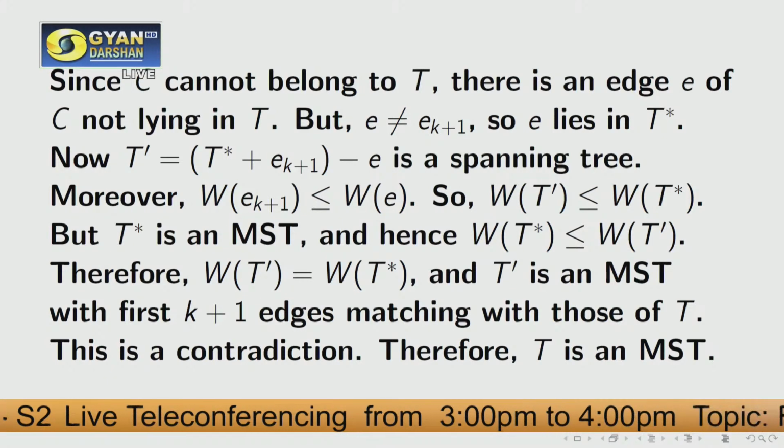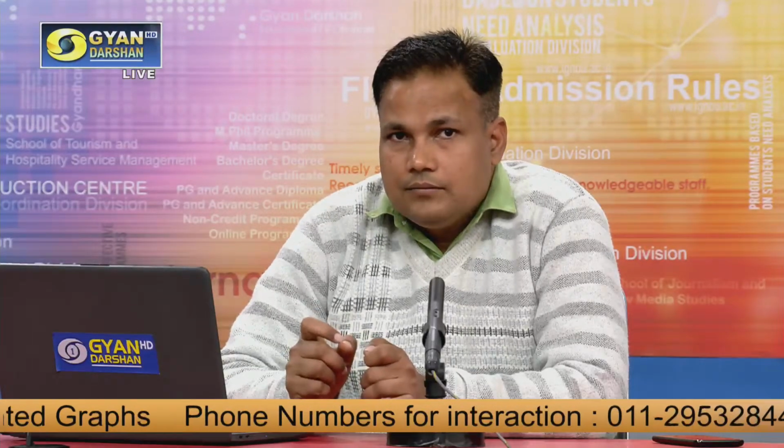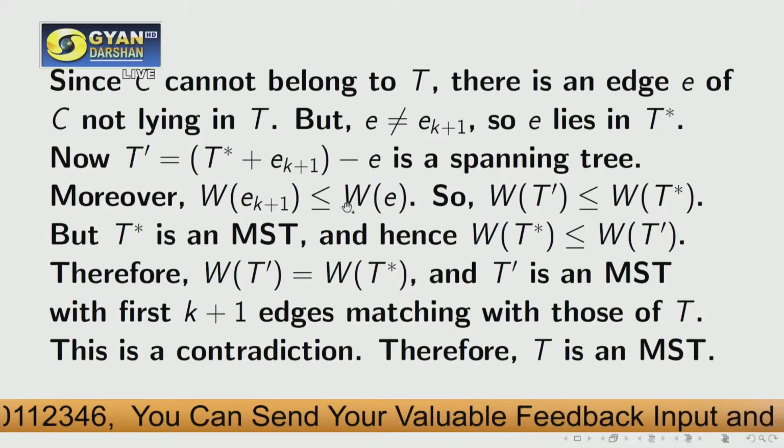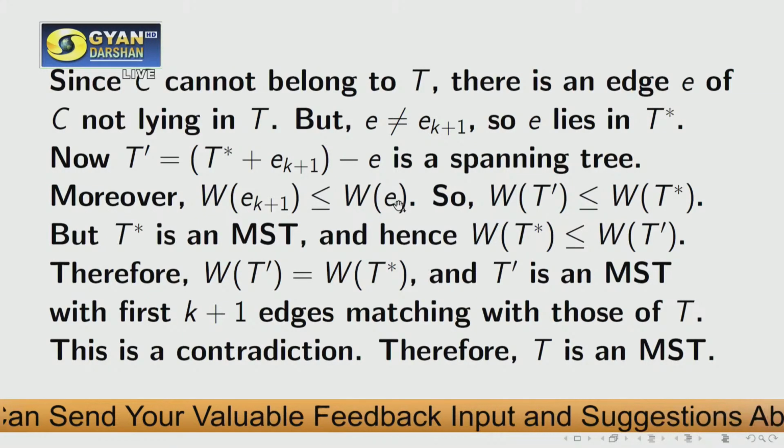Now why is it the case? Because while e_{k+1} was being selected by Kruskal's algorithm, at that time the edge e was also available, but the algorithm didn't select that edge. And by the construction, the algorithm always selects the minimum weight edge, right? So that means that the edge e_{k+1} was selected because it had smaller weight than e, right? So w(e_{k+1}) is smaller than or equal to w(e).